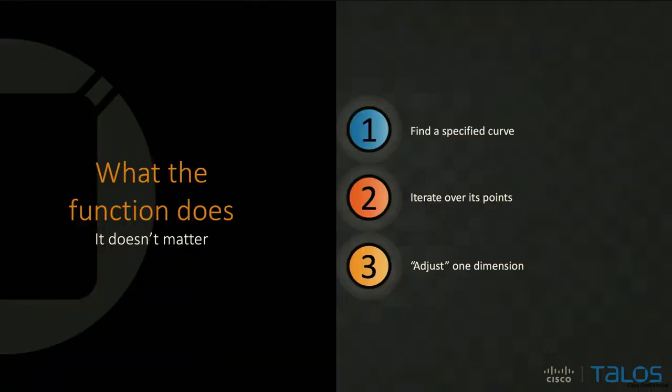What the function does on the high level doesn't really matter for us. We're trying to find a vulnerability here, so we don't really care about the logical or semantic effect of the function. But it takes a specified curve as a parameter, iterates over its points, and moves them to the left, to the right, up or down. It basically adjusts that curve that we specified somehow.